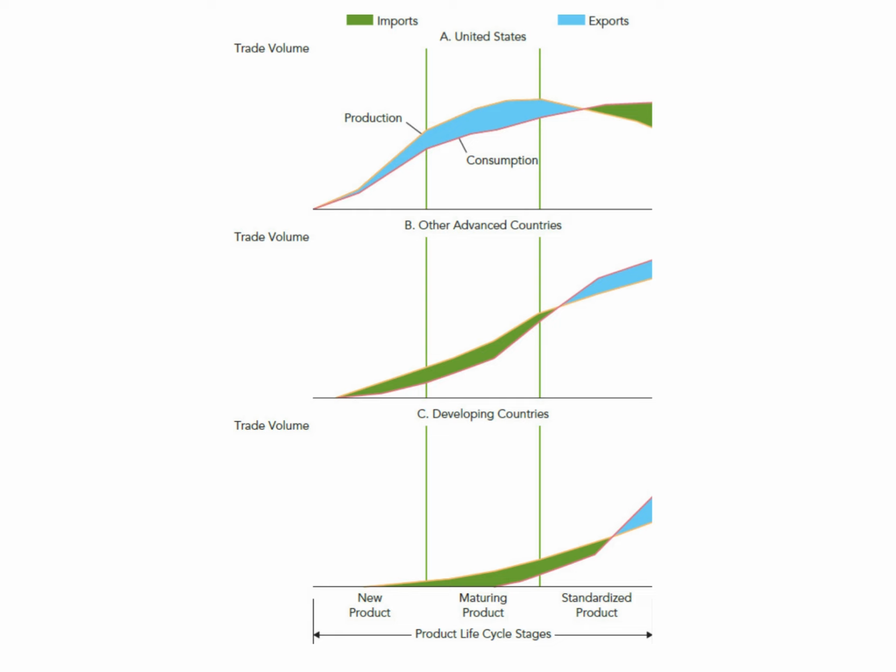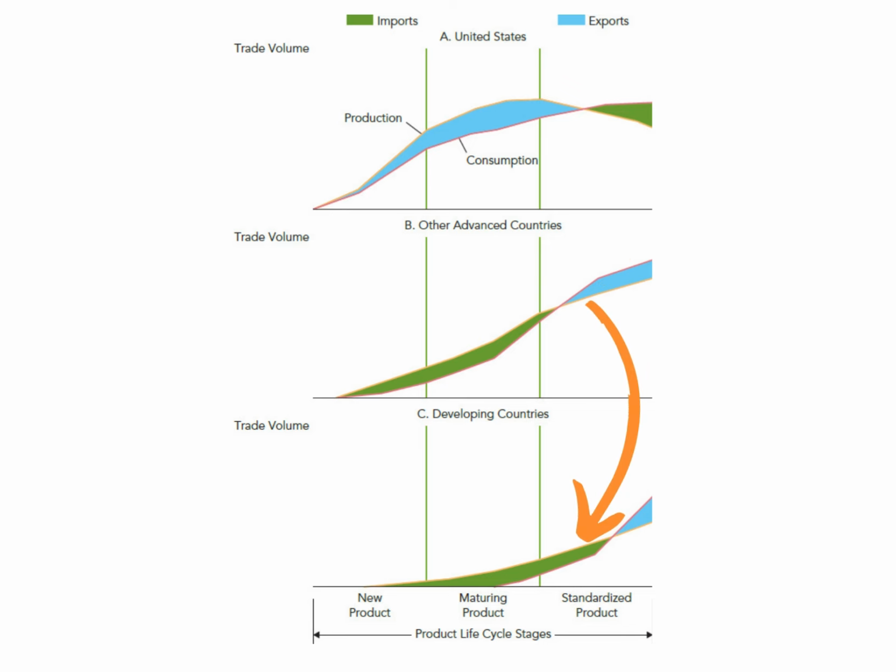In this chart, we can clearly see the application of the product life cycle theory. In the US, during the early stage, the product is both produced and consumed domestically. As the product enters its maturity stage, the US begins exporting the product to other countries. Finally, once the product becomes standardized, the US starts importing it from countries with lower production costs.